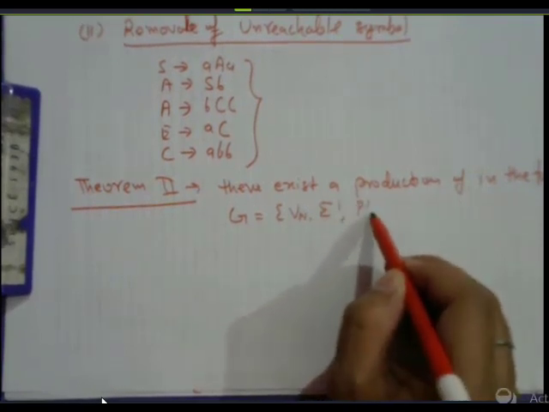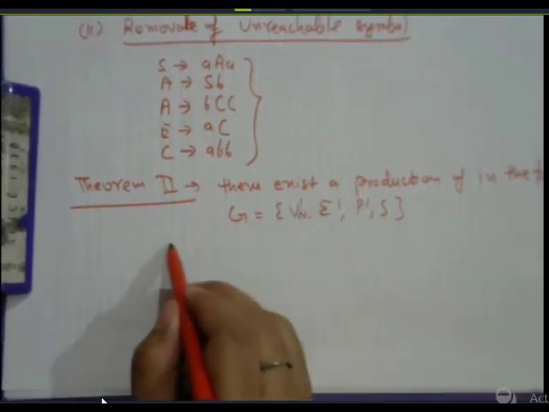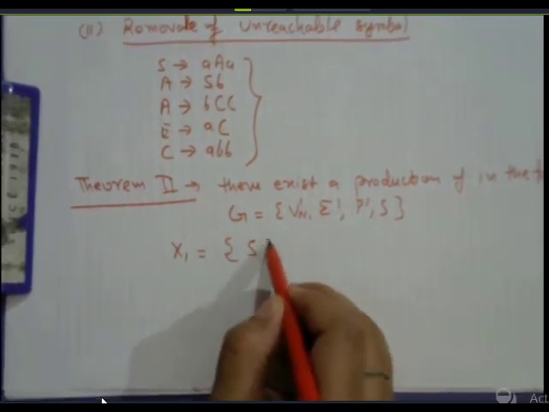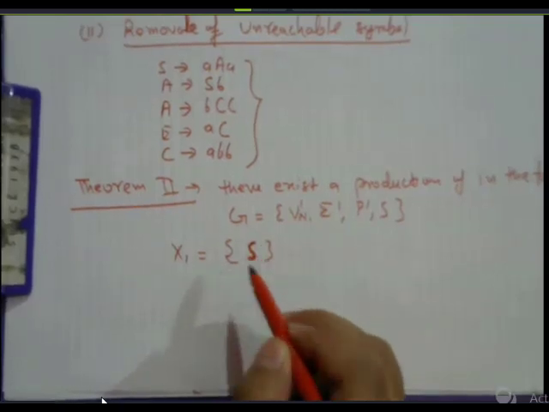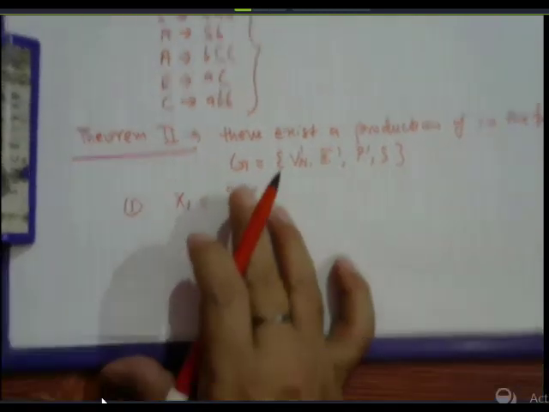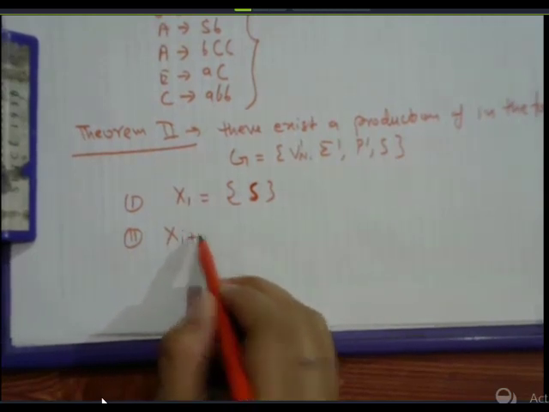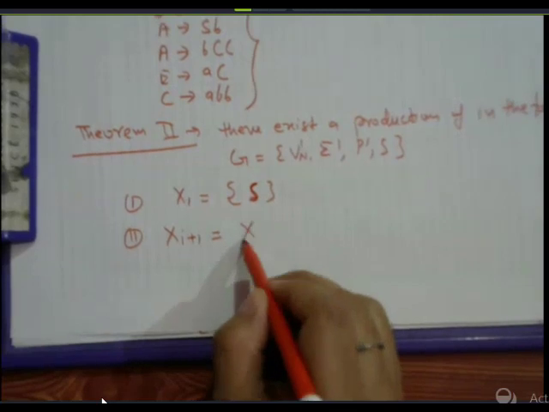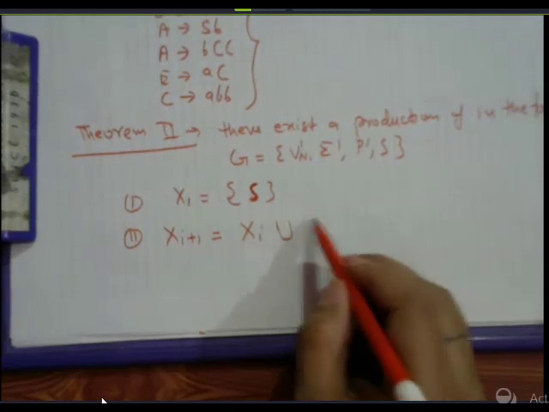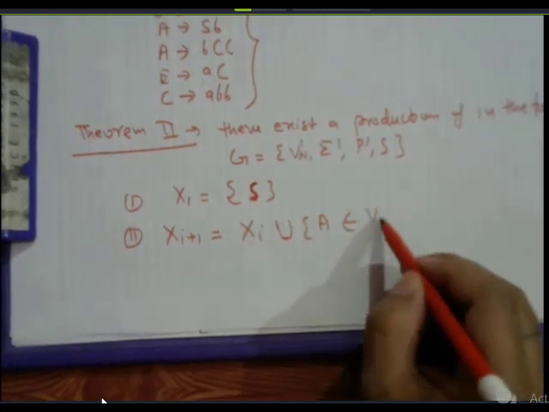Then first, x1 is equal to S, starting from S. That is the first symbol of the grammar S. That is the first rule. Then we use the second rule. We can derive x(i+1) is equal to xi union A, where A belongs to Vn union sigma.